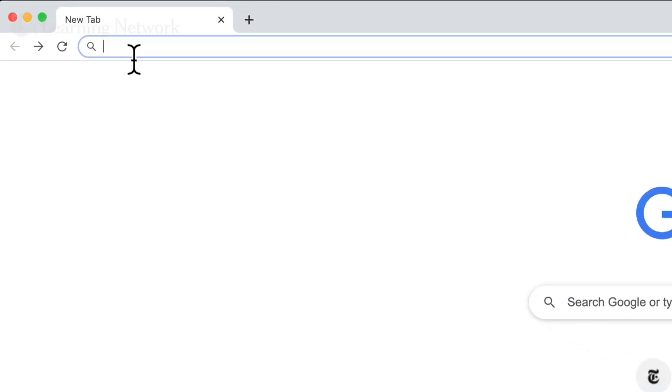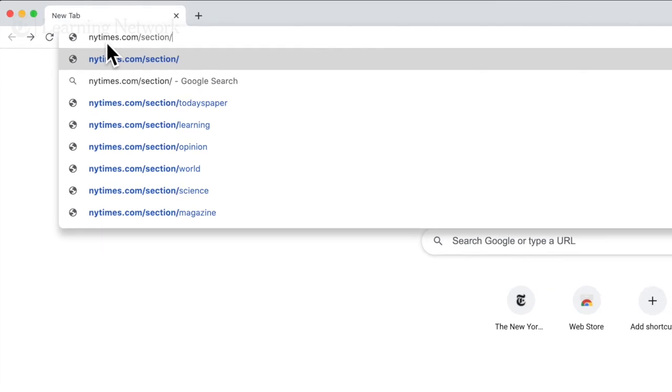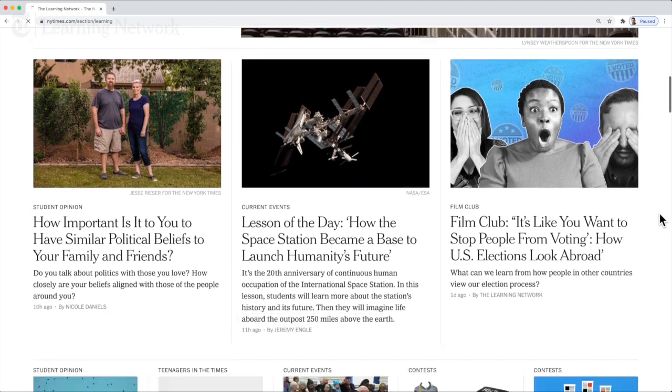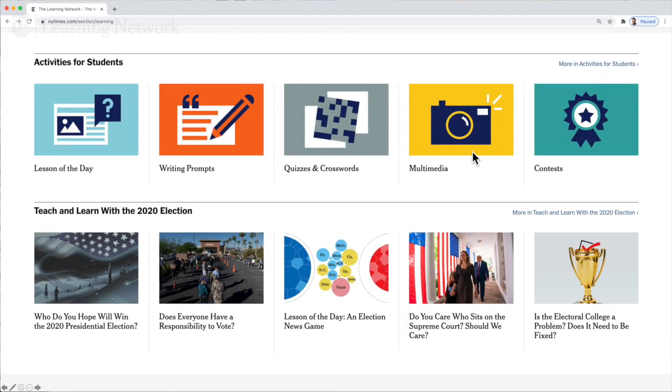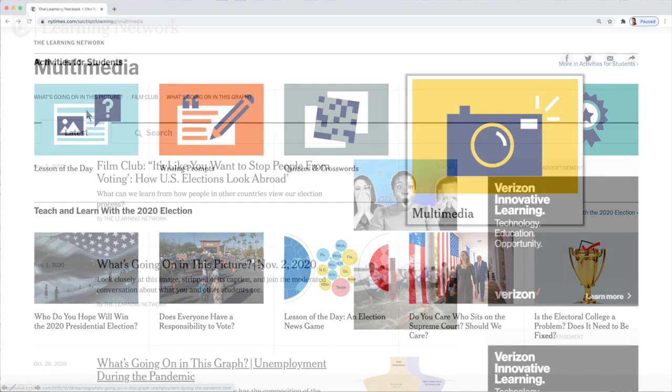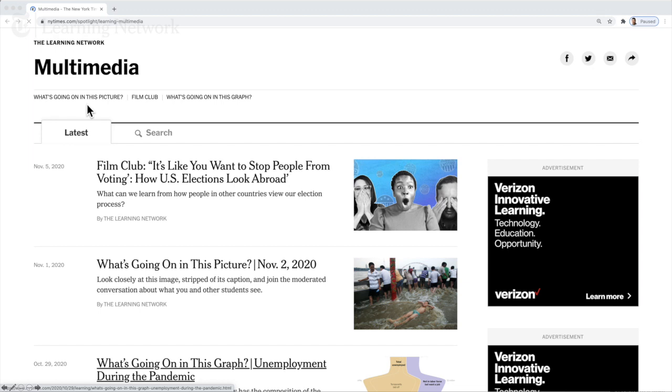So first, I'd like to get us familiar with the basics of What's Going On in This Graph. The most important thing, if you want to use it, is to figure out how to access it. To access it, you would start by going to the Learning Network homepage, nytimes.com/section/learning. And you would scroll down, and you would find the multimedia icon, the yellow square with the camera in it. You click on that, and it takes you to our multimedia features, such as What's Going On in This Picture, and Film Club, and of course, What's Going On in This Graph.